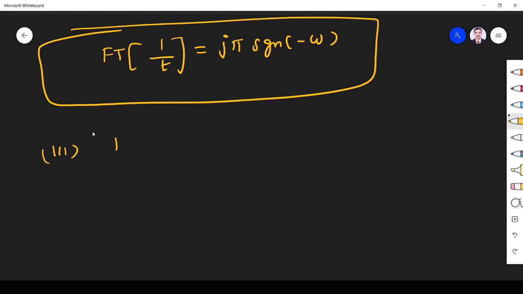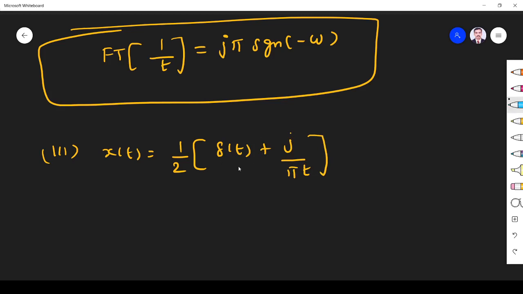Write properly: x of t is equal to 1 by 2 del of t plus j by pi t. If you substitute in the formula, it is very difficult to solve the problem. But we know this is like some Fourier transform pair, so we can go for the duality principle. We know u of t, the unit step signal, has a Fourier transform of pi into del of omega plus 1 by j omega. This is the Fourier transform of u of t.